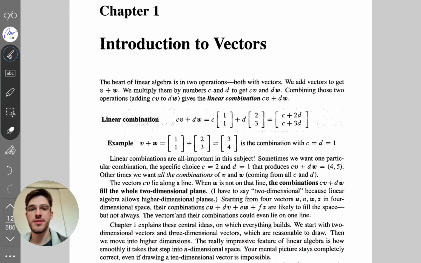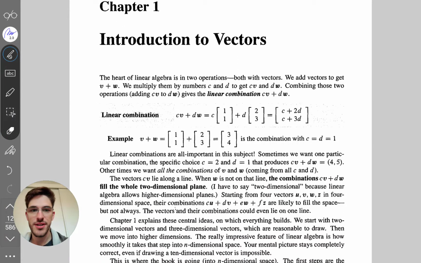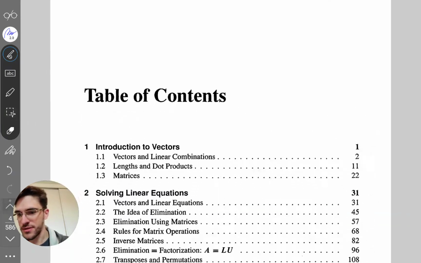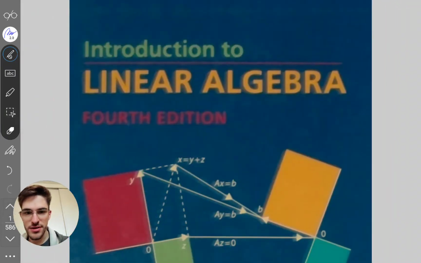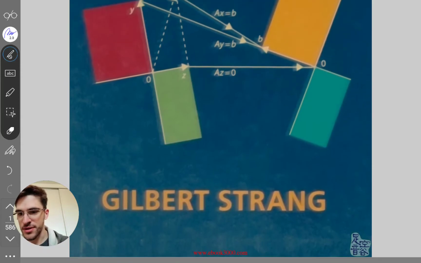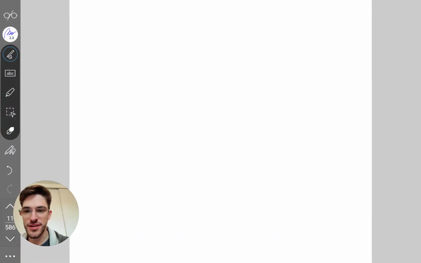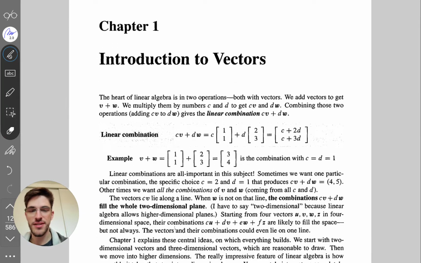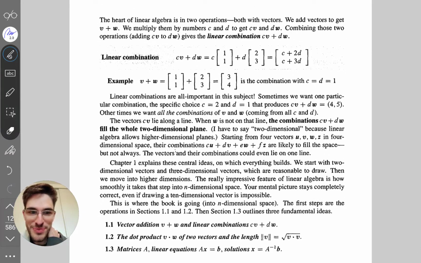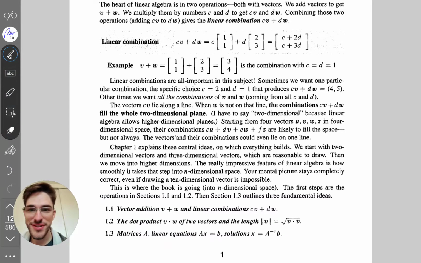Okay, chapter 1, vectors. The heart of linear algebra is two operations, both with vectors. We add vectors and we multiply them. It doesn't even explain what. Okay, am I going to gender that person right? I'm guessing it's a he. Gilbert something, right? Okay, I'm good. So he doesn't even explain what vectors are. It's just like, okay, here are vectors, we can just add them. Which is pretty rough, but okay.